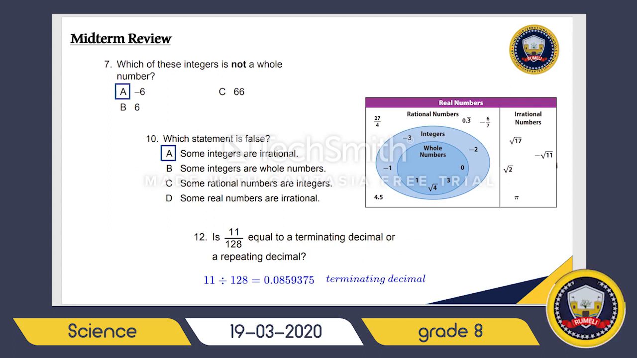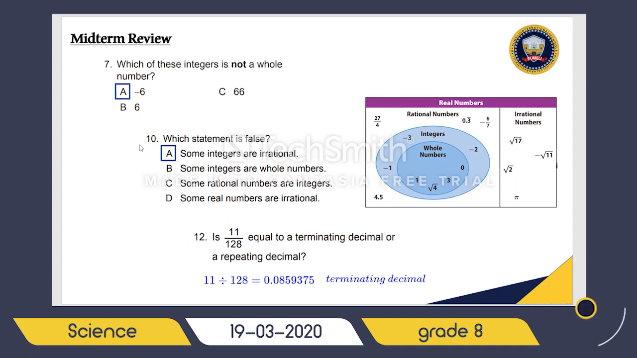Now, which of these integers is not a whole number? Easy. The answer is A. Why? The whole numbers are always positive. 6 is positive, 66 is positive, but minus 6 contains a minus, so it is an integer. Look at this diagram here. All the numbers that have a minus are integers, they are not wholes. So any number that doesn't contain a minus or has a plus is a whole number. But the minus numbers are integers.